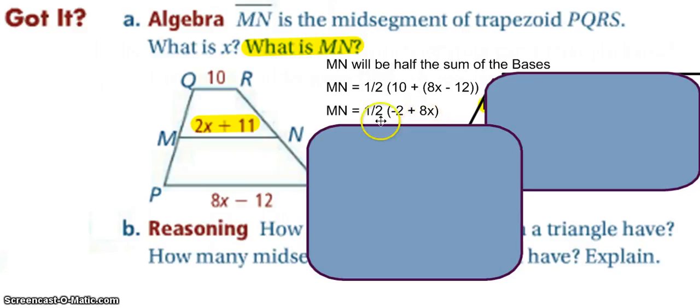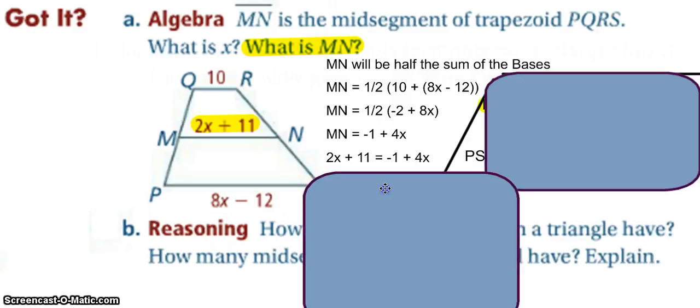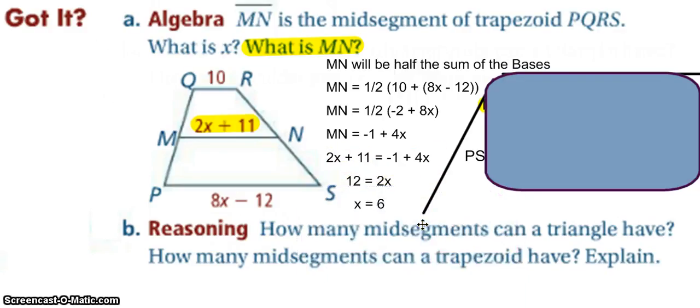I still have the 8x. I then want to evaluate half of that. So I get negative 1 plus 4x. And now I will plug in for my MN actual expression. So I have this binomial now equal to this binomial. I use the algebra to solve. Here I added 1 on both sides and I subtracted 2x from both sides. So I got 12 equal to the 2x. And then from there I divide by the 2 to find that x is equal to 6.